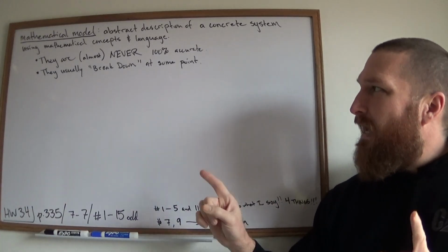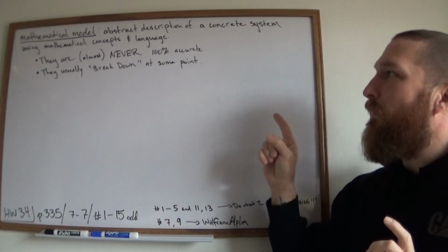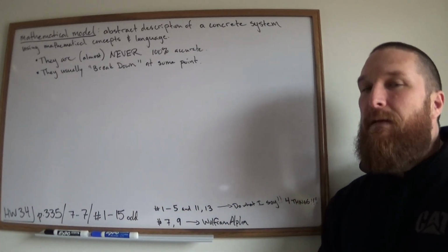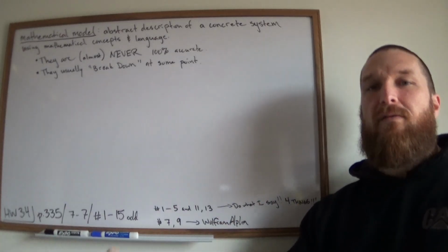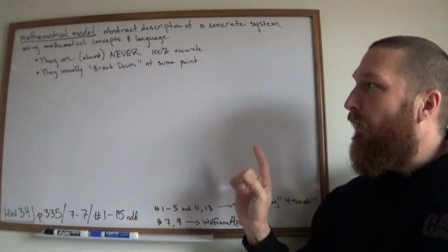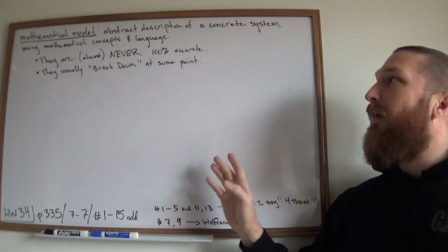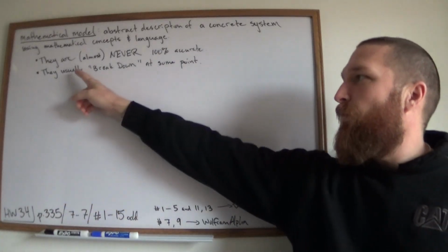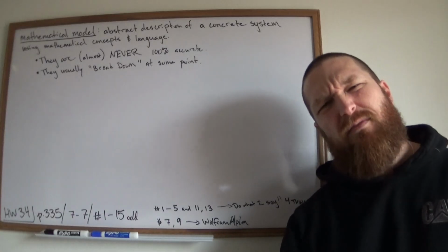We'll do that in just a second, but there are 2 very important points I want to make about any mathematical model, not just linear models. They're almost never 100% accurate. I know this looks weird. They are almost never. What is that?